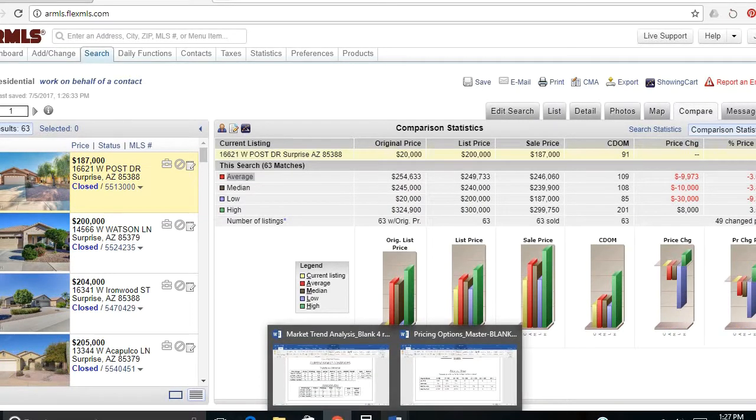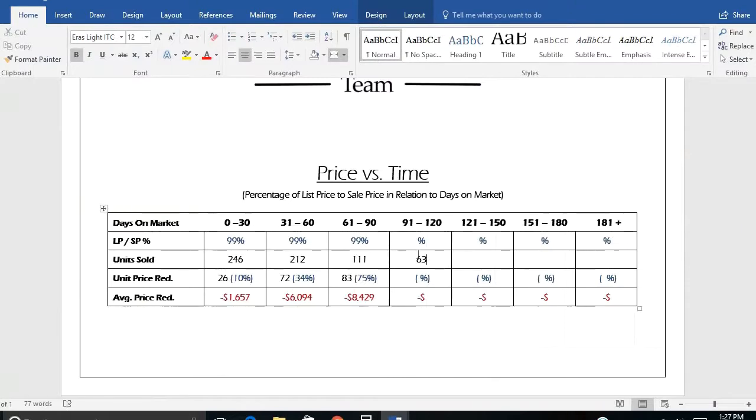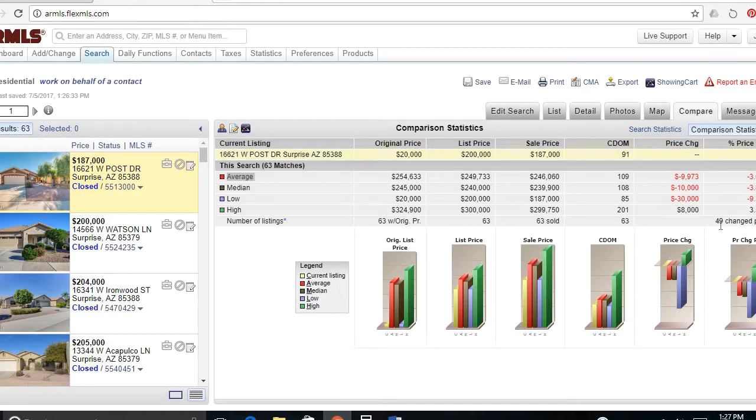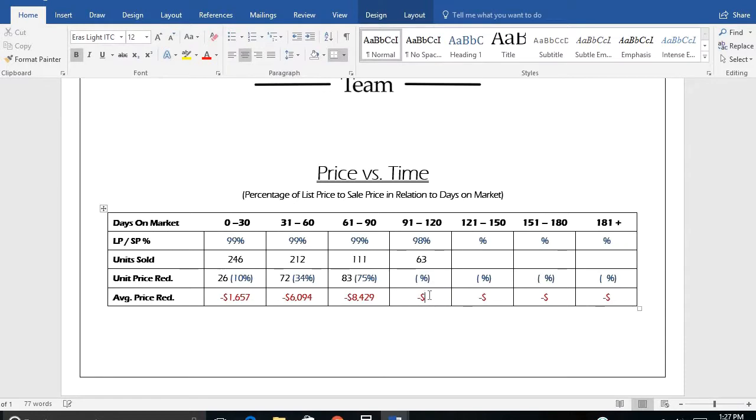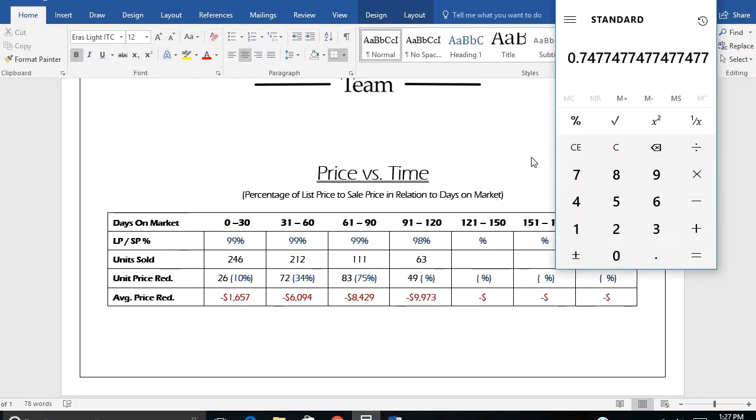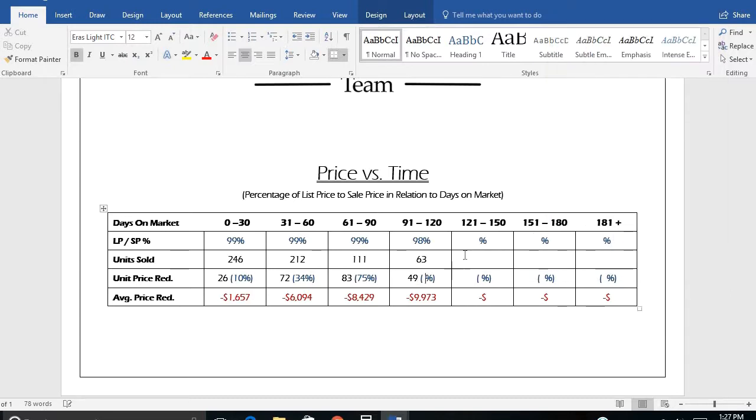Okay. So we were at 98%, and 49 changed their price on average of $99.73. And 49 divided by 63, 77.7, so 78%. So the number that have a price reduction keeps going up.